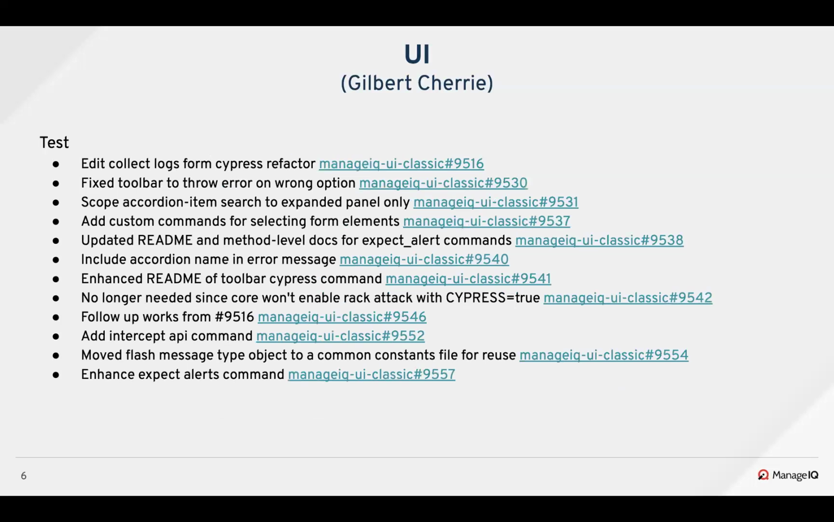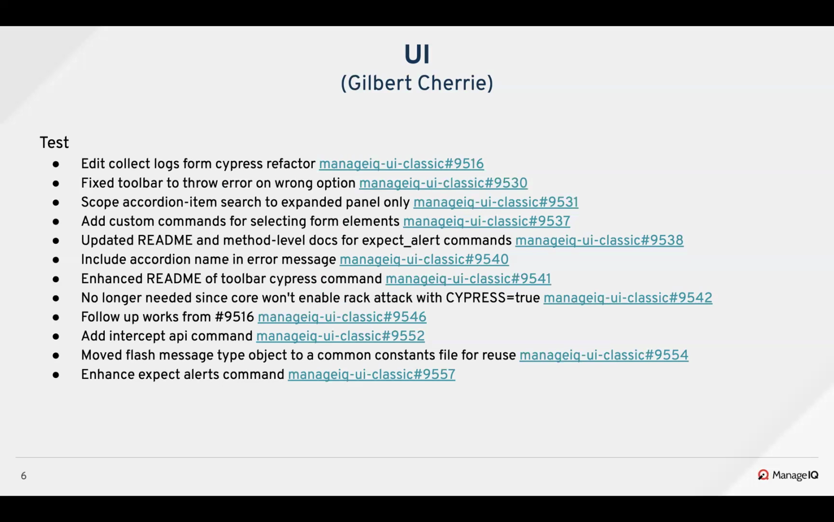And then for tests, we had a bunch of Cypress PRs that were merged. Asavad did edit collect logs from Cypress Refactor, fix toolbar to throw error on wrong option, scope accordion item search expand panel only, add custom commands for selecting form elements. He also updated the README for the method level docs for expect alert commands and included the accordion name in the error message. Another README PR for the toolbar Cypress command.